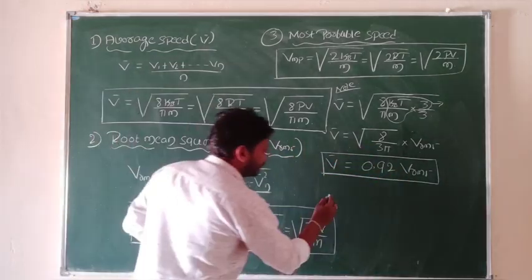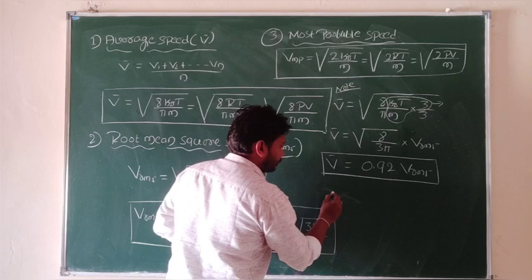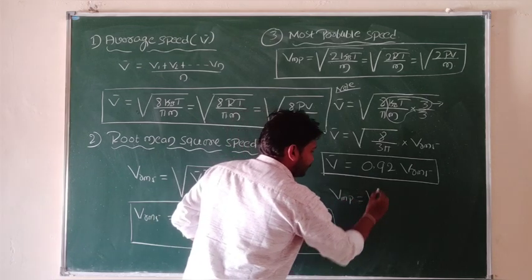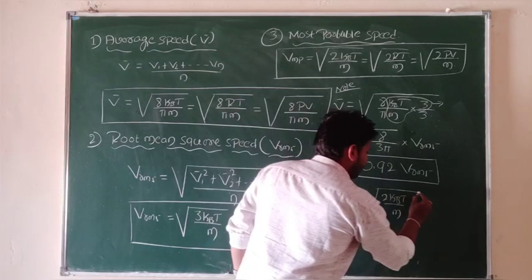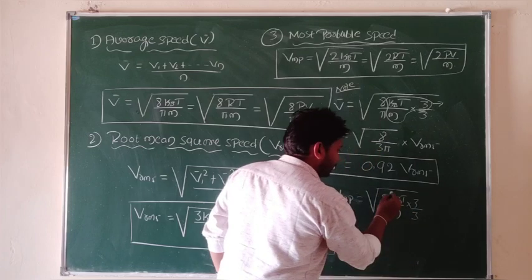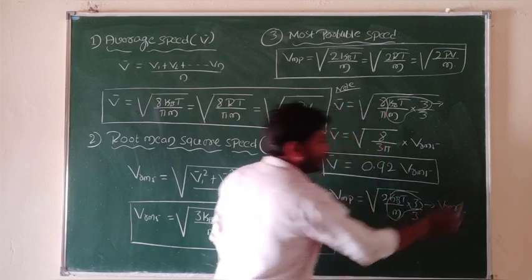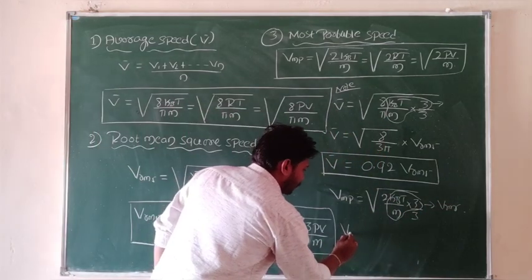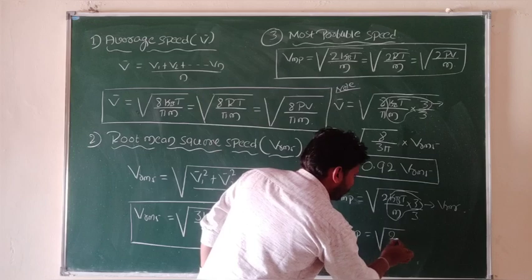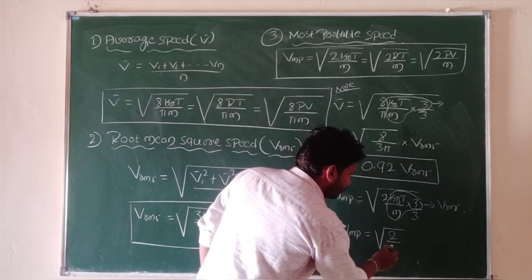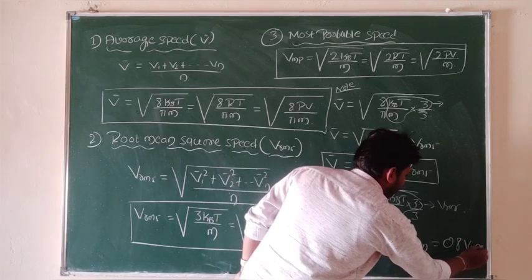And one more form we can consider, again the same thing, most probable speed, which is equal to the square root of 2 times kB into T divided by m. To this equation again multiply and divide by 3 times kB into T divided by m. Again this is also equal to VRMS. So most probable speed is equal to the square root of 2 divided by 3 into VRMS. So this is nearly equal to 0.8 into VRMS.